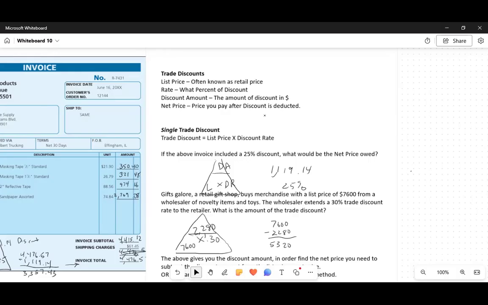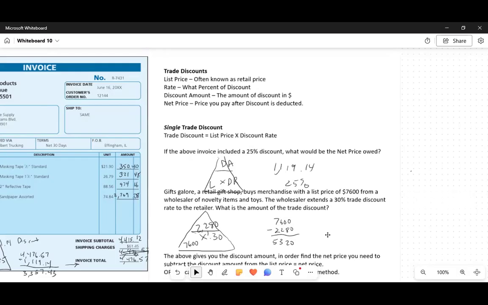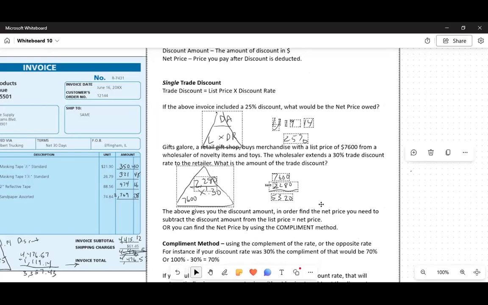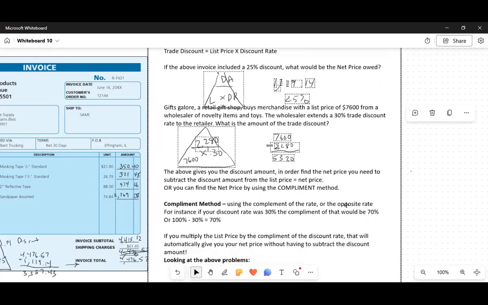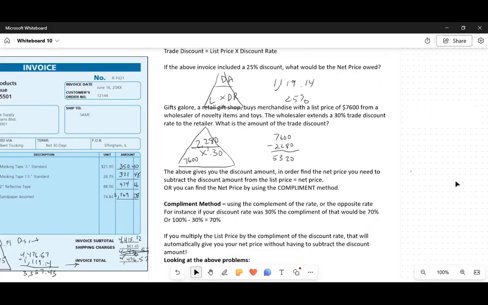Now, there is a quicker way to get to the list price, and we'll be learning that as we move on ahead in our course here, but it's what we call the complement method. Basically, if the discount amount is 30%, that means that I'm paying 70% of the actual bill. So I got 30% discount off of $7,600. That came out to $2,280, but that means I actually paid 70% of the $7,600.